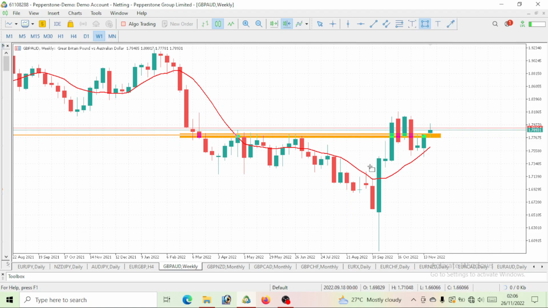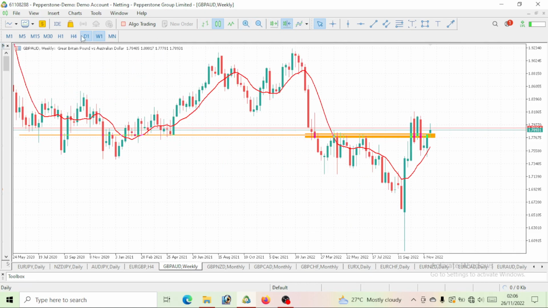Secondly, we see this price above the 10-period moving average. As long as this price is above our 10-period moving average, I still see it as a bullish move. We still have to consider going long on GBPAUD.